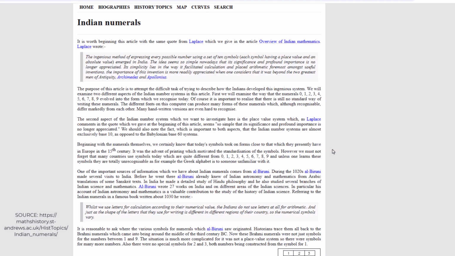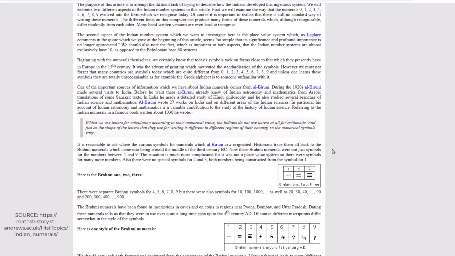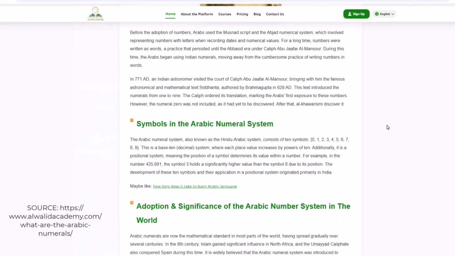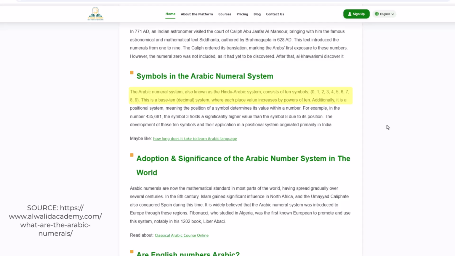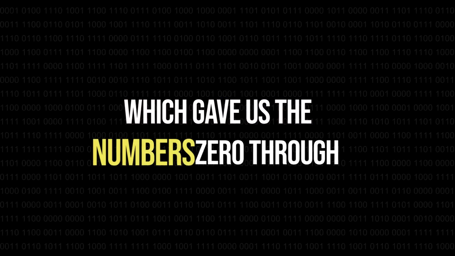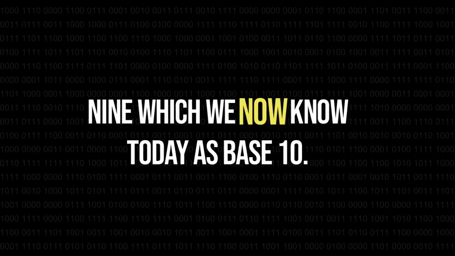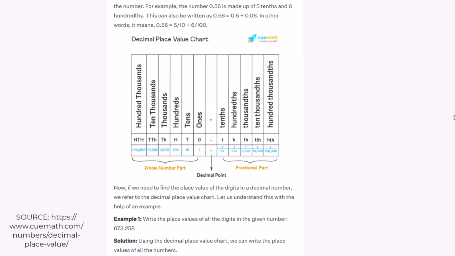So let's fast forward in time by about 1,000 years, and a new numbering system was invented in India and then refined by the Arab mathematicians, which used the numbers 1 through 9, along with a big breakthrough of developing the number 0 to represent blanks, which gave us the numbers 0 through 9, which we now know today as base 10. Base 10 is the number system we use every day, where each digit's position represents the number of tens you have, like ones, tens, hundreds, and thousands.